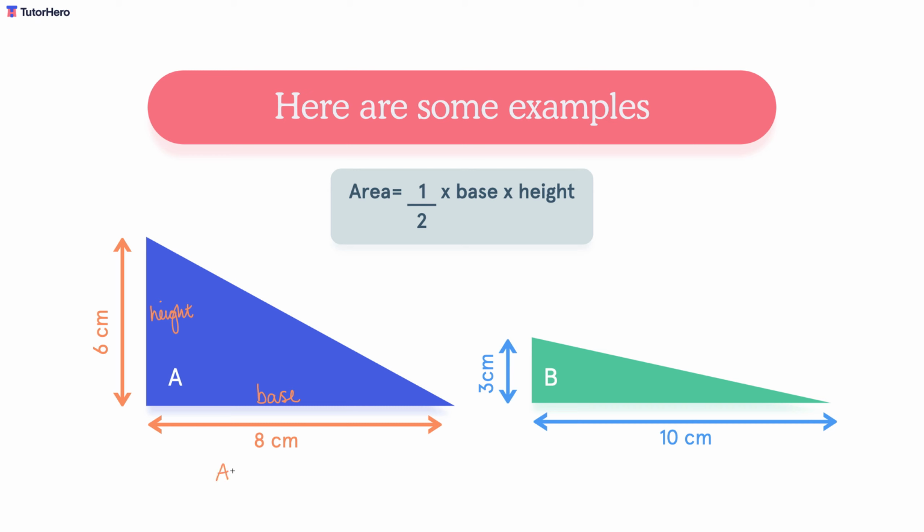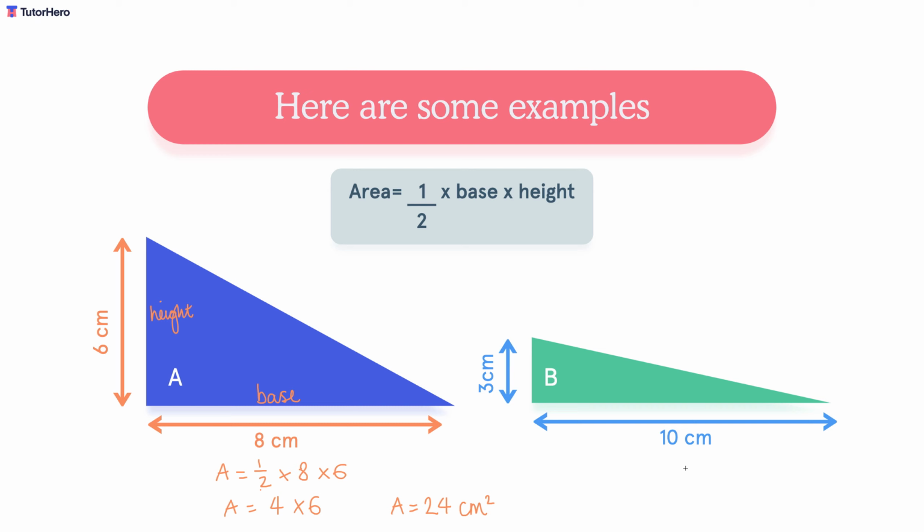So using our formula, we're going to do half times 8 times 6. So let's half the base, which equals 4, and times that by 6. 4 times 6 equals 24. So the area of this triangle is 24 centimetres squared. It's really important that we use the correct units of measurement.